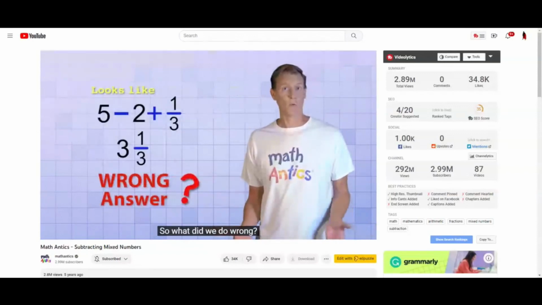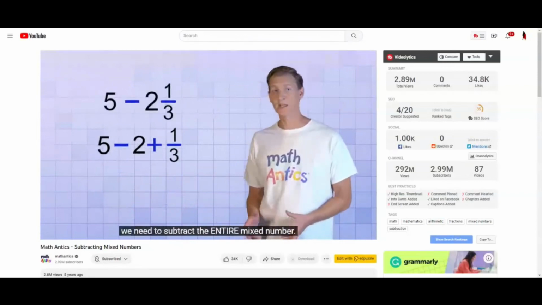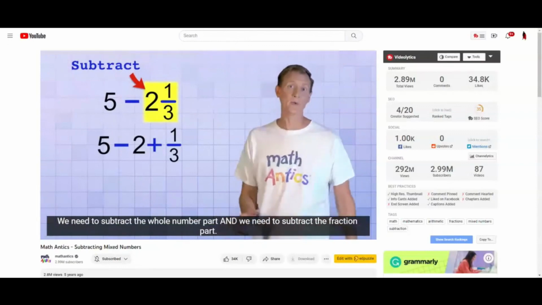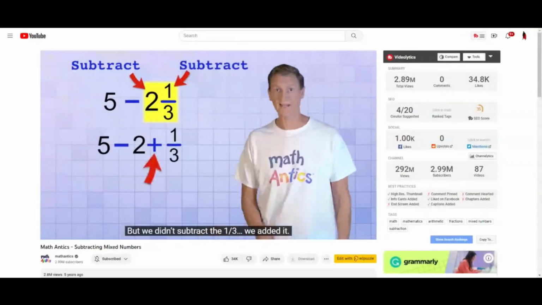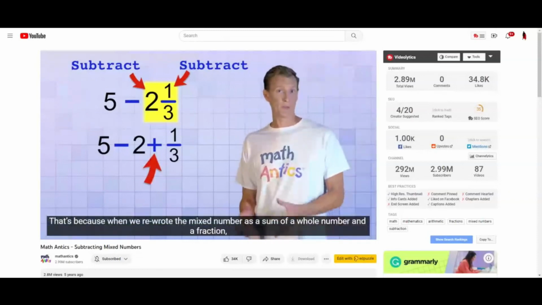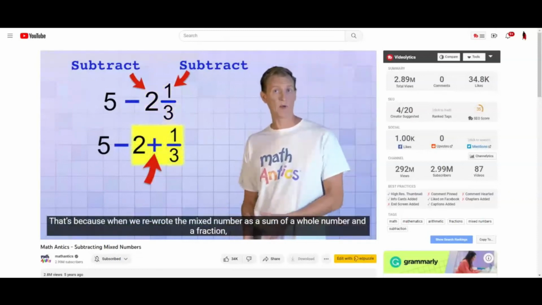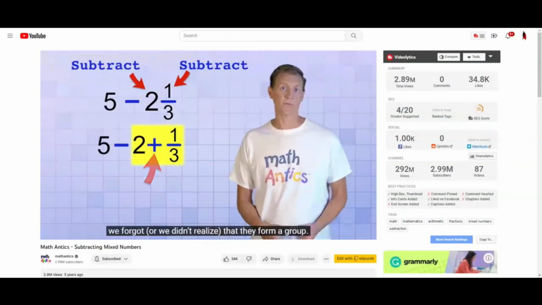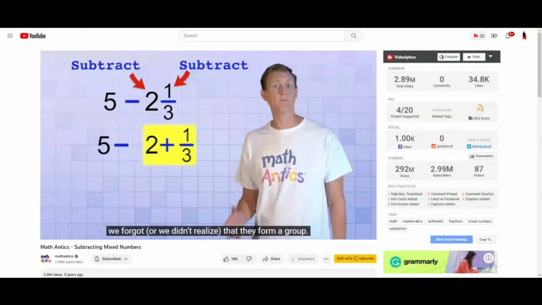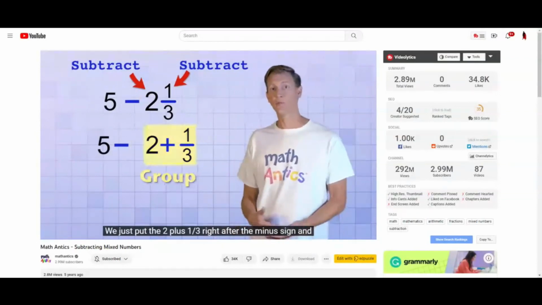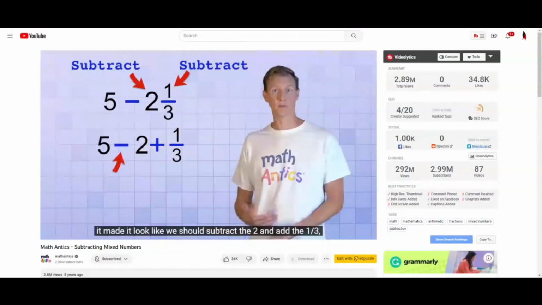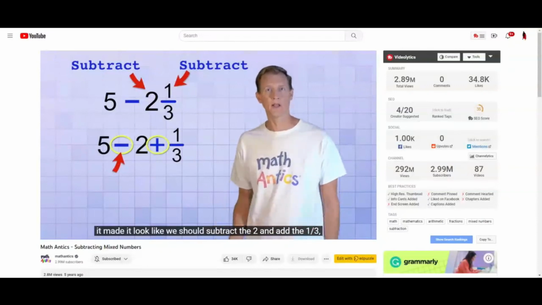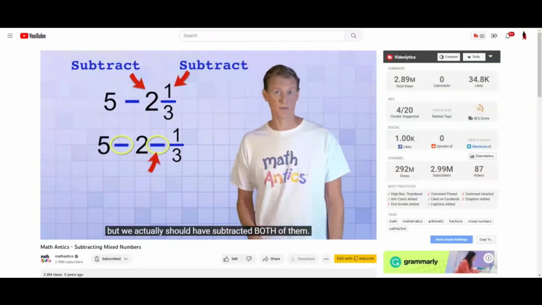So what did we do? Well, when we subtract a mixed number, we need to subtract the entire mixed number. We need to subtract the whole number part, and we need to subtract the fraction part. But we didn't subtract the 1/3, we added it. That's because when we rewrote the mixed number as a sum of a whole number and a fraction, we forgot, or we didn't realize, that they form a group. We just put the 2 plus 1/3 right after the minus sign, and it made it look like we should subtract the 2 and add the 1/3. But we actually should have subtracted both of them.